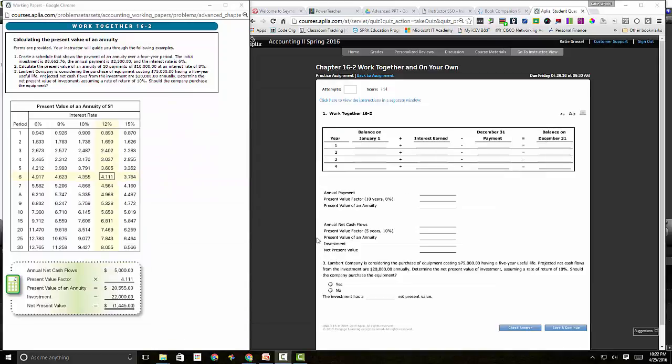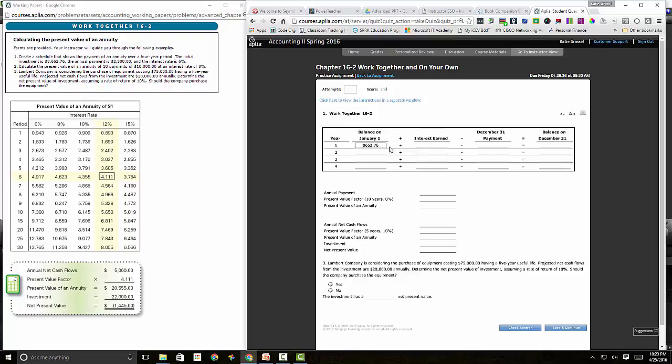Here is our work together 16.2. Basically, we're going to take a look at how to create a schedule that shows the payment of an annuity over a 4-year period. The initial investment is going to be $8,662.76 with an annual payment of $2,500 and an interest rate of 6%. So we need to start with our balance here on January 1st, and that's going to be our initial investment of $8,662.76. Okay? And we talked about our interest. Okay? So our interest is going to be 6%.